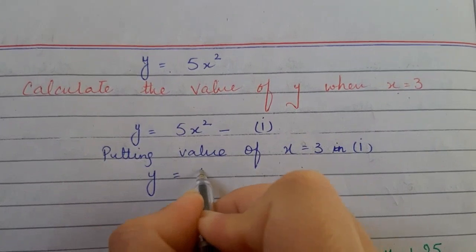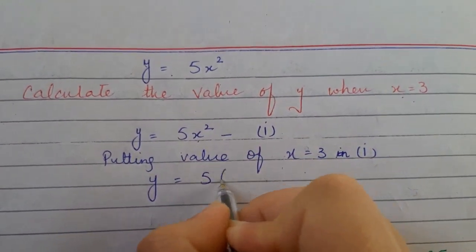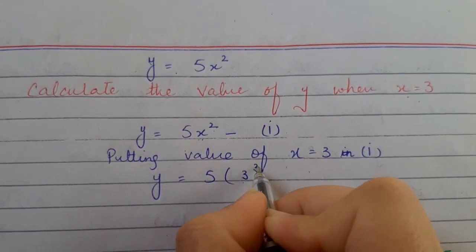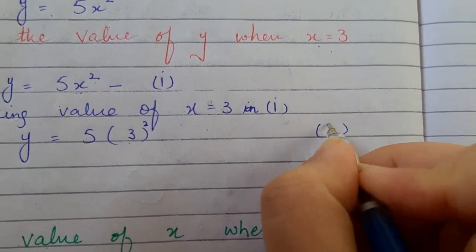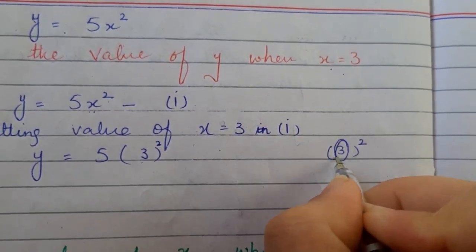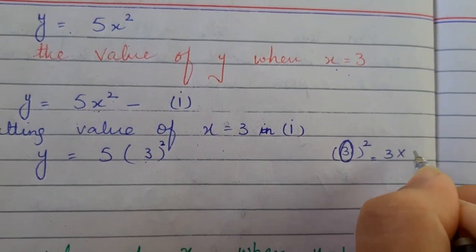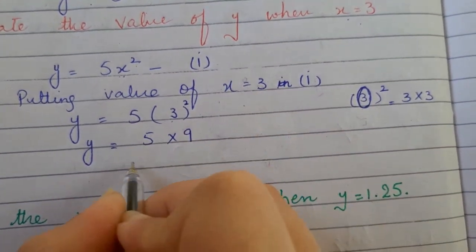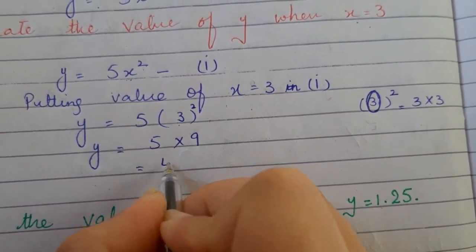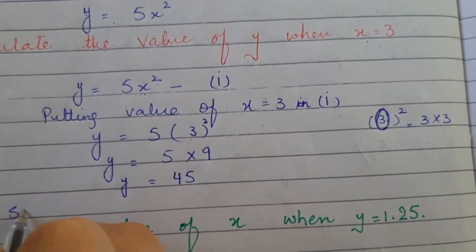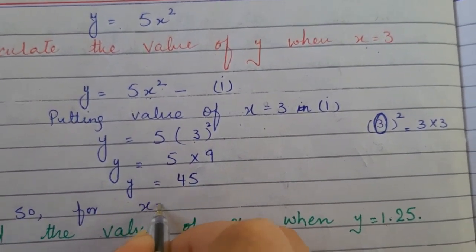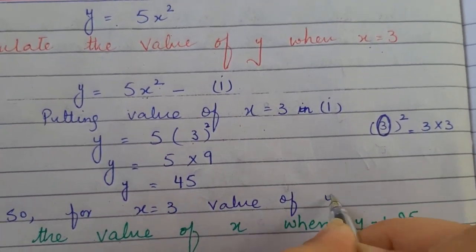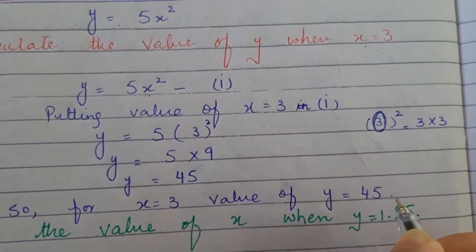y will be equal to 5. What is the value for x? 3. And the power of x here is 2. So it means 3 to the power 2. Again, what does 3 power 2 mean? That you have to write this base how many times? 2 times. Very good. So y is equal to 5 multiplied by 9, which is equal to 45. So for x equal to 3, the value of y is equal to 45.